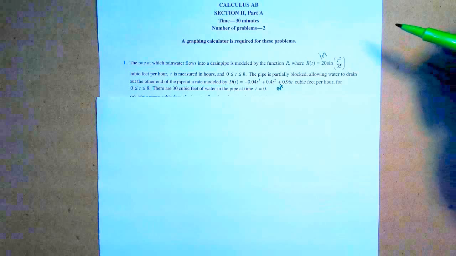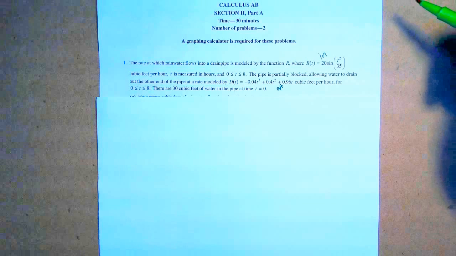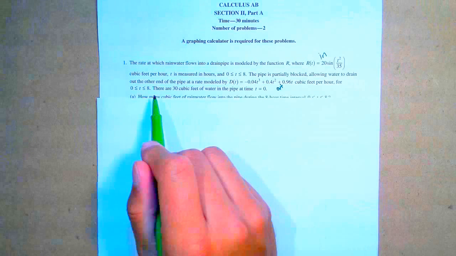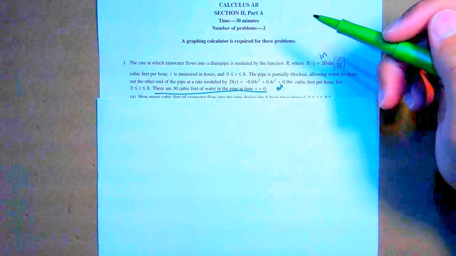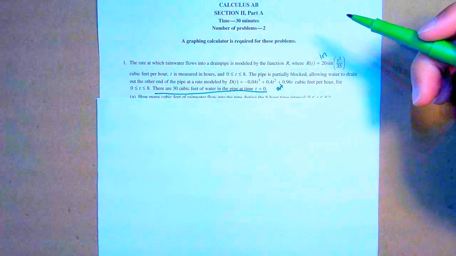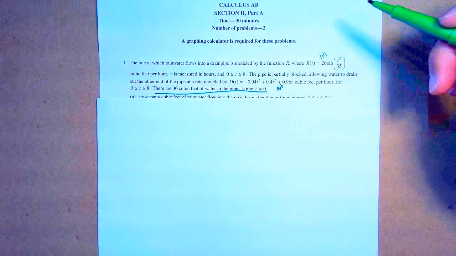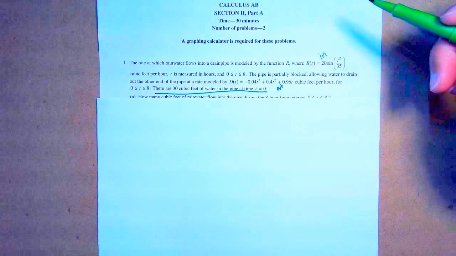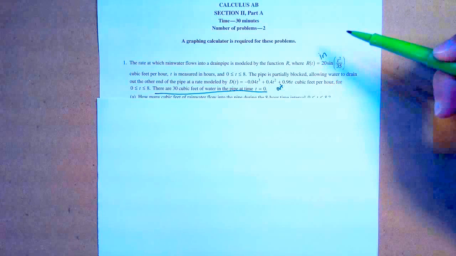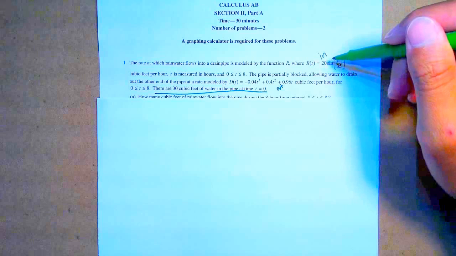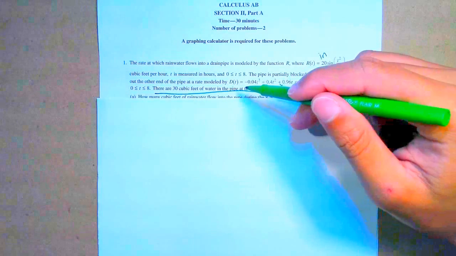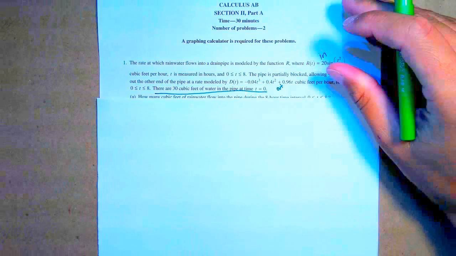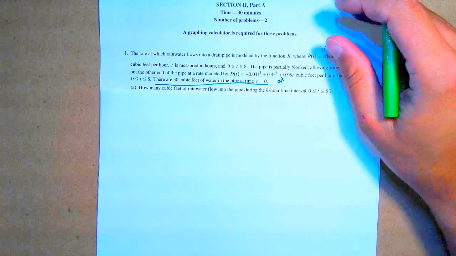It says there are 30 cubic feet of water in the pipe at time t equals 0. This is probably the most important sentence, because this right here is your initial amount. So that means that the drain pipe already has 30 cubic feet of water. So we need to take account for that, because if there's water going in, it's going to be added to 30. And if there's water going out, then it'll be 30 minus that. Okay? So let's go ahead and get started with part A.